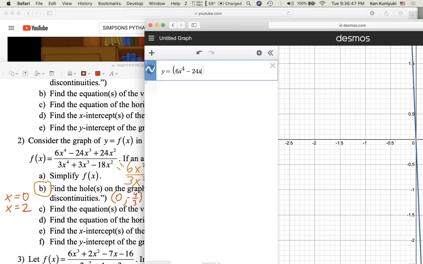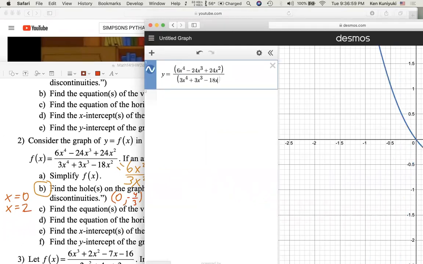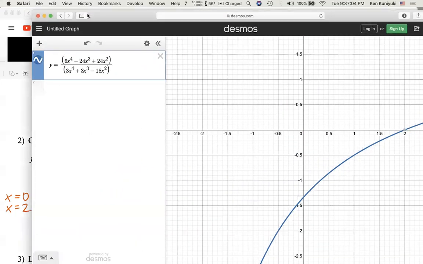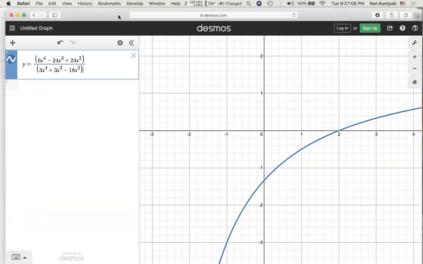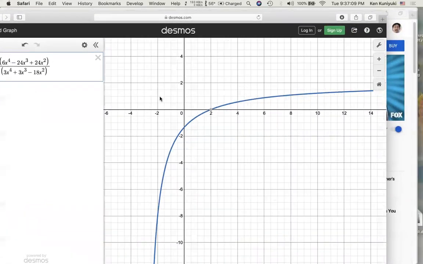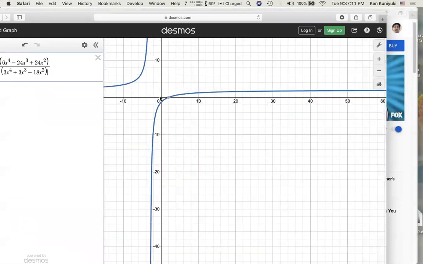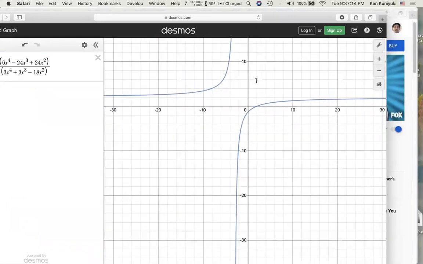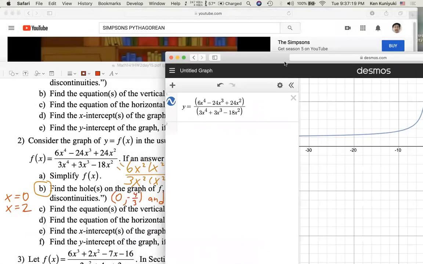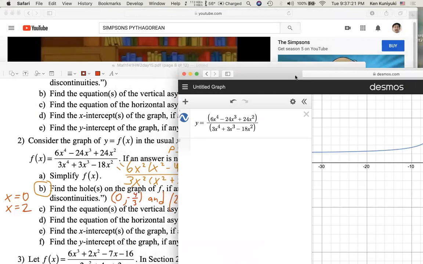6x to the 4th minus 24x cubed plus 24x squared. Whoops. Watch those parens. All over 3x to the 4th plus 3x cubed minus 18x. Whoops, 18x squared. All right, folks, you think, oh, this looks pretty easy. You're too zoomed in. Gets more interesting, doesn't it? Is that right?